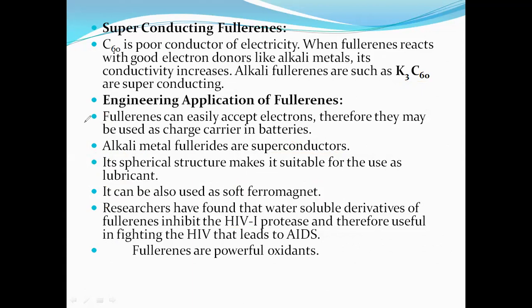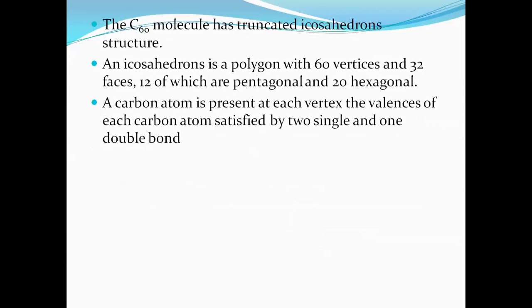Let's see again. C60s are known to be excellent charge carriers, used in batteries and in photovoltaic cells. They are also used as superconductors, as a lubricant, as a soft ferromagnet, and in the treatment of HIV and cancer. It is also known to be a very good oxidant used in chemical reactions. So, that is all about carbon nanomaterials.